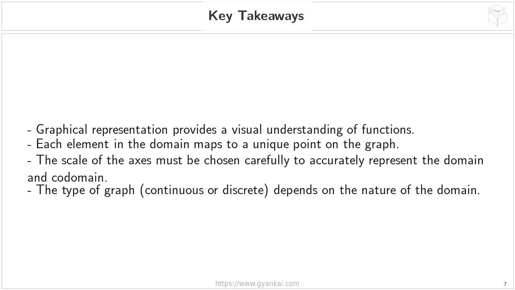The type of graph, continuous or discrete, depends on the nature of the domain. Now, this is important for understanding what kind of picture you're going to get. If your domain is a set of continuous values, like all real numbers, you'll get a smooth, connected line or curve. But, as we saw in our second example, if your domain is a set of discrete values, like just a few specific letters or numbers, you'll get isolated points. You won't connect the dots, because the function isn't defined for values between those points. Let's wrap up our discussion on graphical representation of functions with these key takeaways.